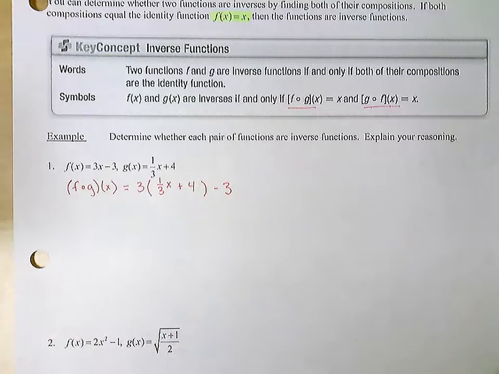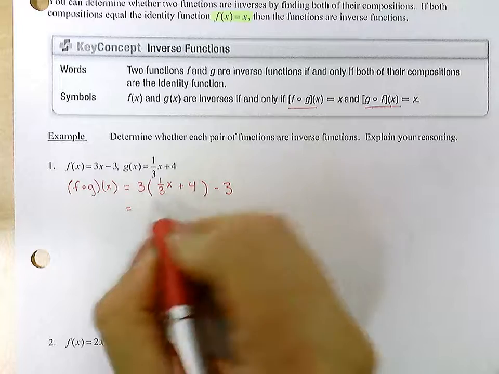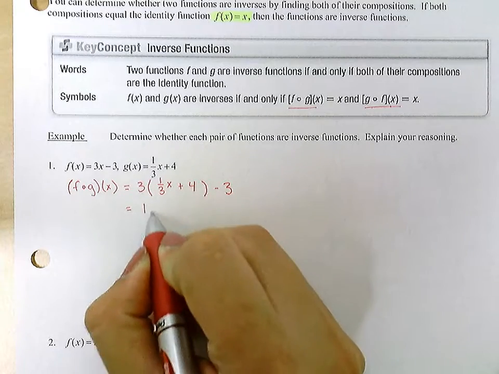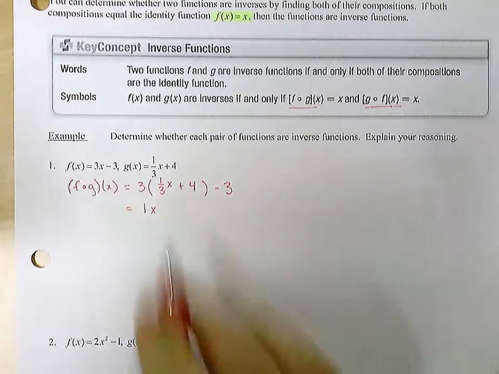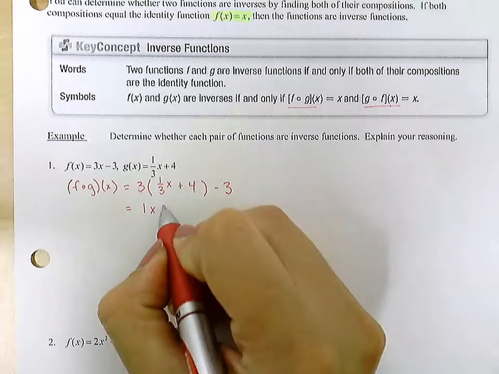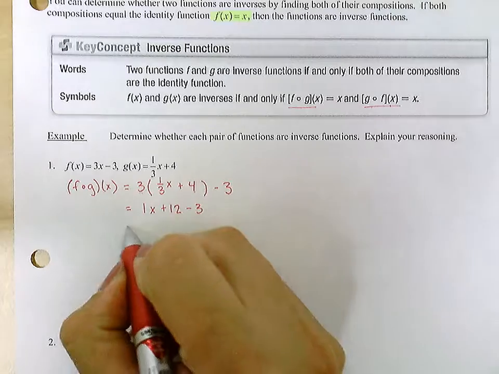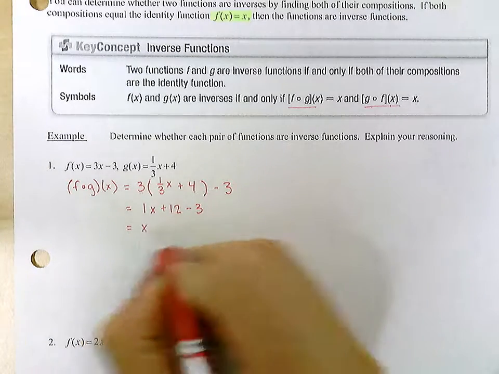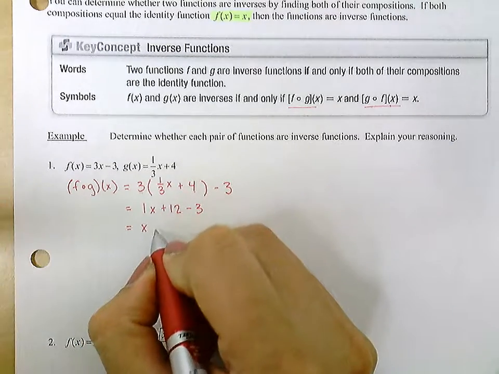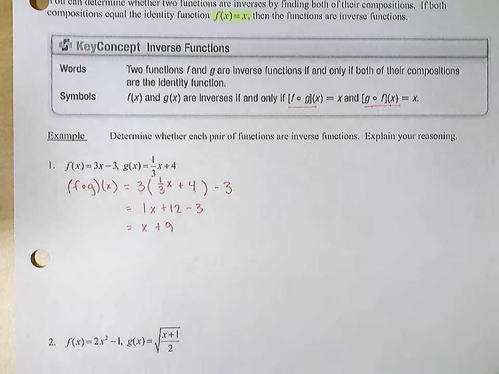From here, all I have to do is simplify. I'm multiplying 3 into 1/3. 3 times 1/3 is just 1, and I still have my x here. Multiply 3 into 4, so I'm distributing, to get 12, and then I still have this minus 3. So I have x, and I have 12 minus 3, and that is 9. Right now I have f of g of x equals x plus 9.